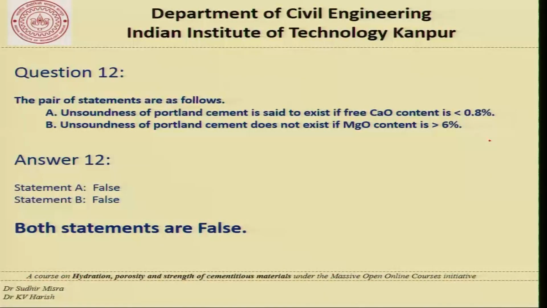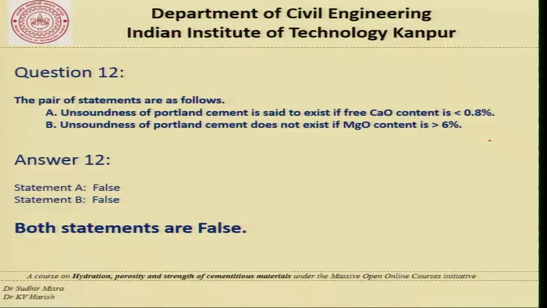Now in this case, if we look at the two statements, unsoundness of Portland cement is said to exist if the free lime or free CaO content is less than 0.8%, and the unsoundness of Portland cement does not exist if the MgO content is greater than 6%.